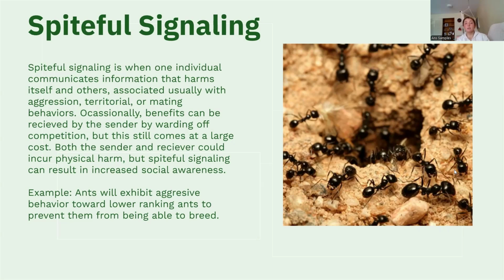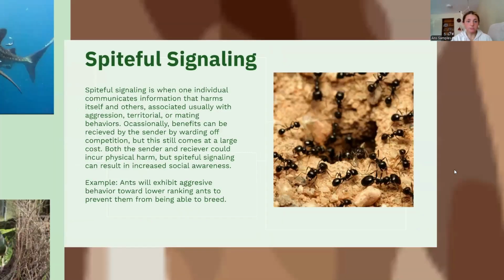But this can ultimately result in increased social awareness. So, like, I think lion and lion cubs, right? If the lion cub's being a little too much, the lion's going to let them know, and they get that. And that's a diluted sense. But ants do this. They exhibit super aggressive behavior. They don't care. They will die for their chance to get to that queen, right? They do this a lot towards lower ranking ants to prevent them from being able to breed. It doesn't always work, and that's, I guess, how you get to be a higher ranking ant. I don't know. Don't ask me. I'm not an ant. So that's spiteful signaling.